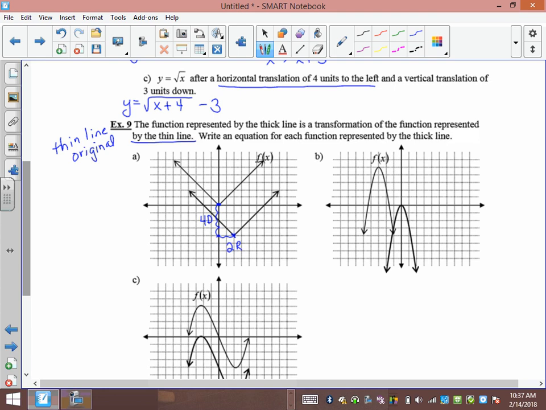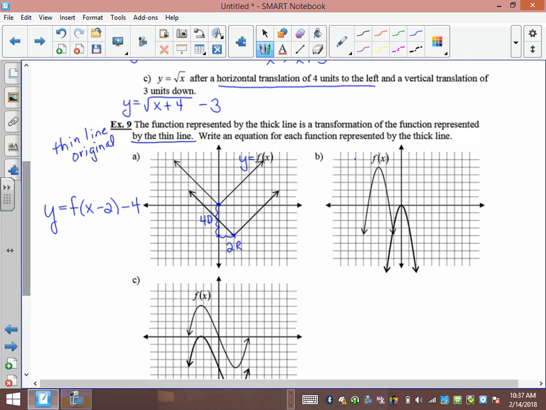The original equation here tells you what it is. It's y equals f of x. So here's what it looks like. They even labeled them as f of x. So we're going to get y equals f of x, what? Minus 2. And then at the back, minus 4.